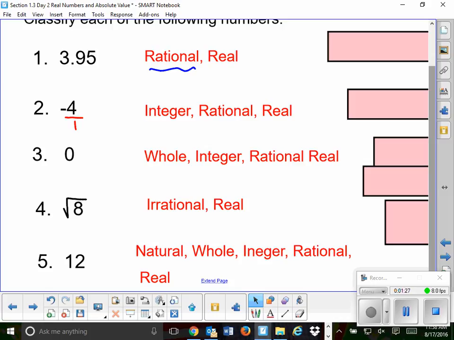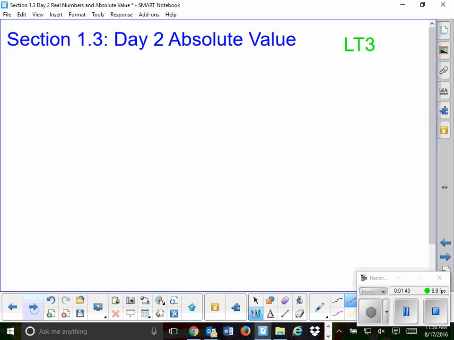And maybe just to come back to number 4, the reason why this one is irrational is if you were to take the square root, it is a non-terminating, non-repeating decimal. The decimal doesn't stop. It's not repeating in any pattern, so that makes it irrational. All right, so moving on.